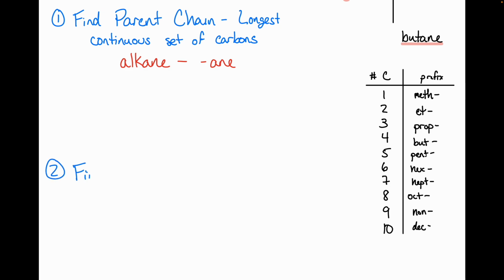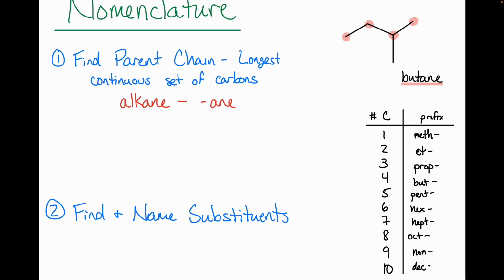2 is we're going to find and name our substituents. This is anything that points off of the parent chain. The entire goal of organic chemistry nomenclature is to account for every atom on that page, right? So in my butane parent chain, I got 4 of them down, those 4 carbons, but I'm still missing this one right here, and this would be considered a substituent.